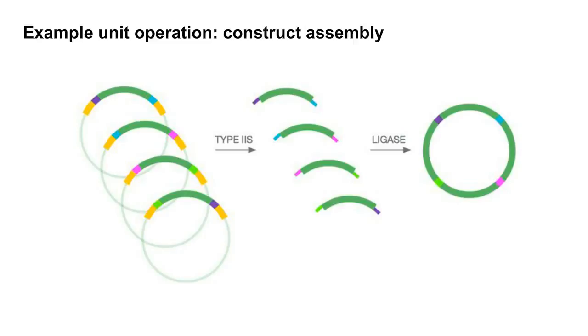These remote cuts then can, in a single pot reaction, be mixed together with the ligase, and because you have these overlaps that are compatible, they will only assemble in one direction. The net result of this is that you have a very simple protocol for being able to assemble potentially combinatorial numbers of parts.